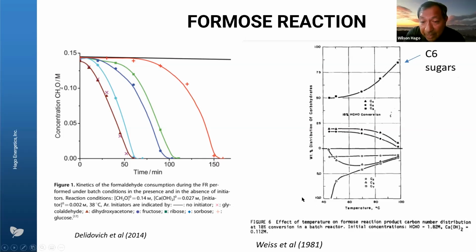There was a paper in the 1980s on the right here showing that as a function of temperature, as you increase the temperature closer to the boiling point of water, there's a preference for making C6 sugars. Ultimately, this is what we need. That's what worked for us. The stuff on the left did not work so much for us. The stuff on the right did, and this is more of the operating conditions that we use in order to generate the glucose and other sugars.